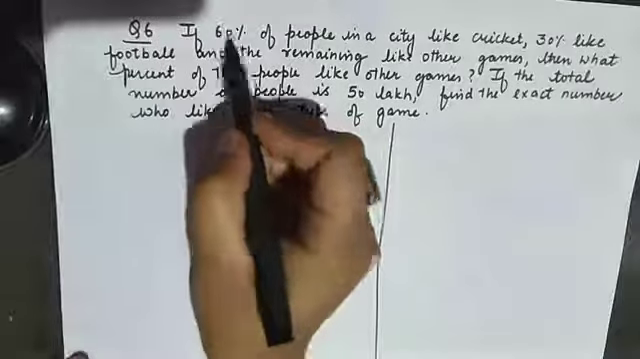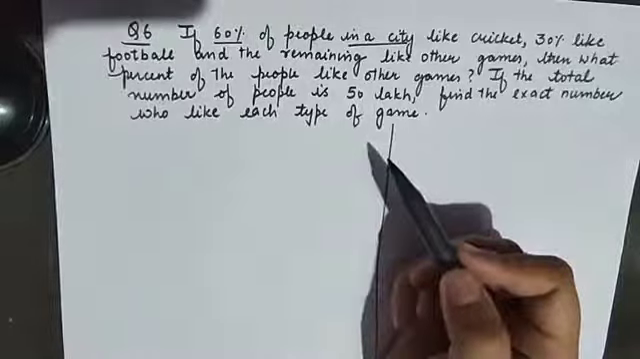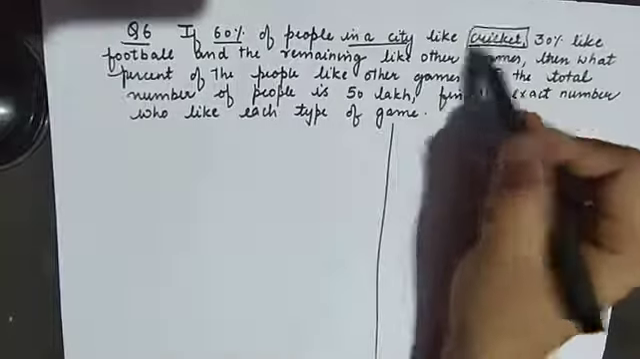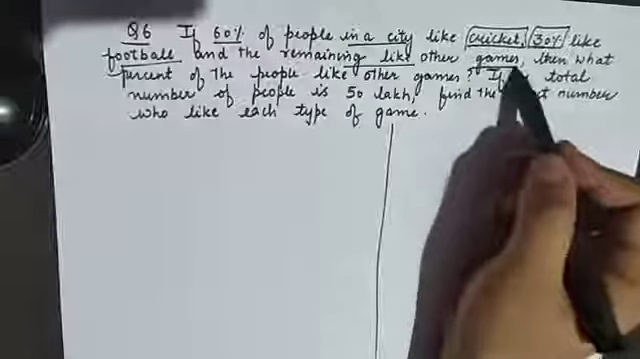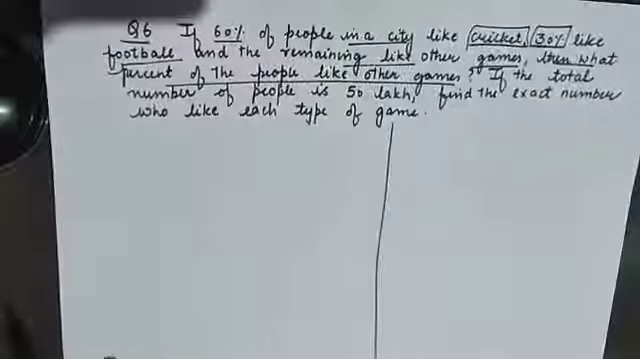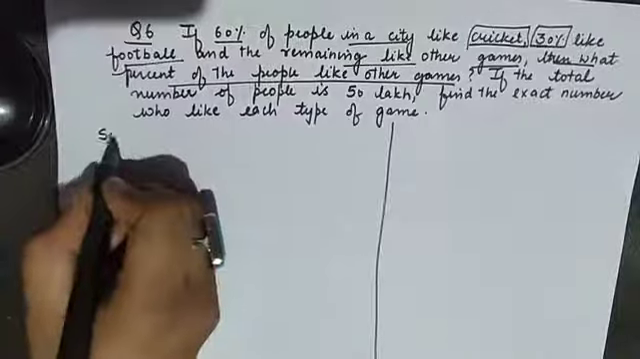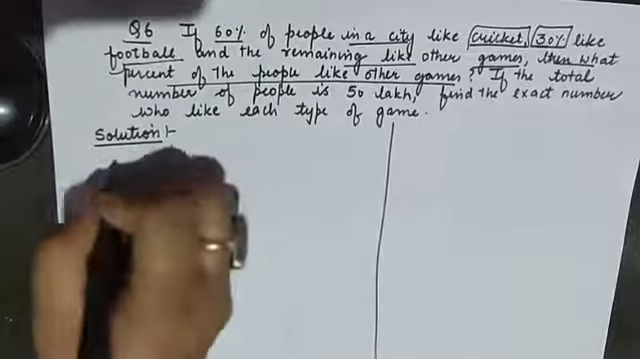Here one more situation is given to you, in which 60% of people in a city like cricket, 30% like football, and the remaining like other games. Then what percentage of people like other games? So I will take the first part only. Firstly, we have to find out what percentage of people like other games. So I will start my question from here.